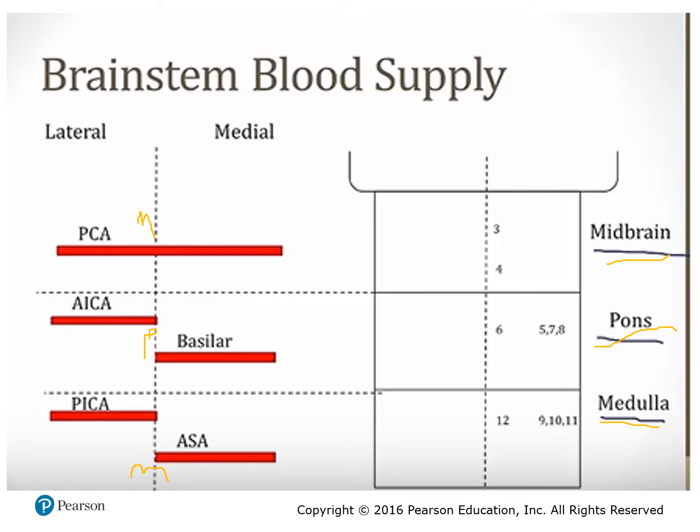Pons area, we're going to get blood supply from the basilar artery for our medial pons, which makes sense. There was that vertebral artery and then the basilar pons area there right in the middle. And then AICA, anterior inferior cerebellar artery, is going to give blood supply to the lateral pons.